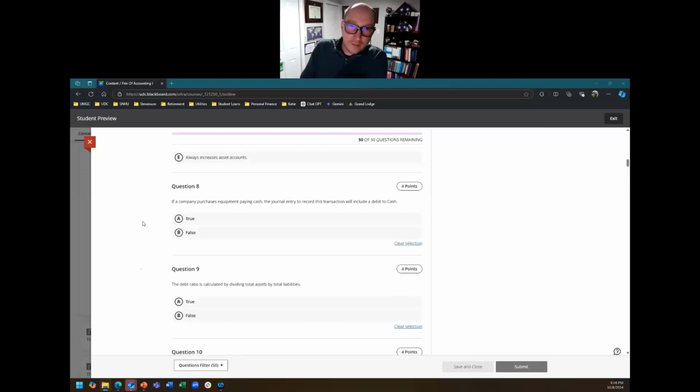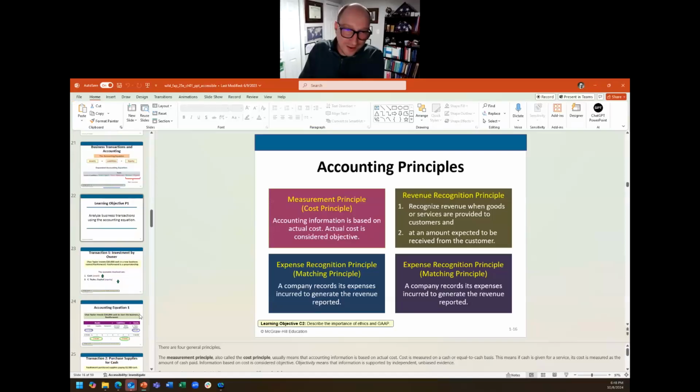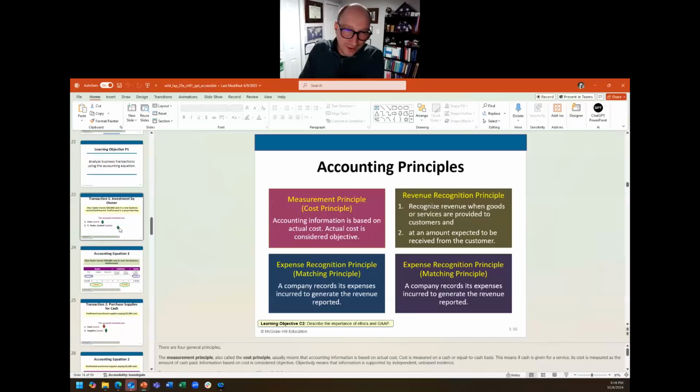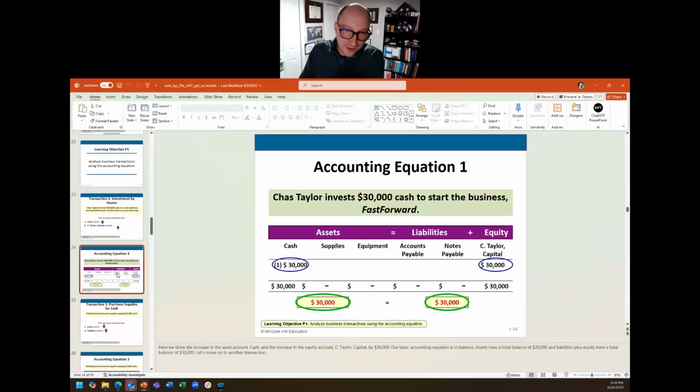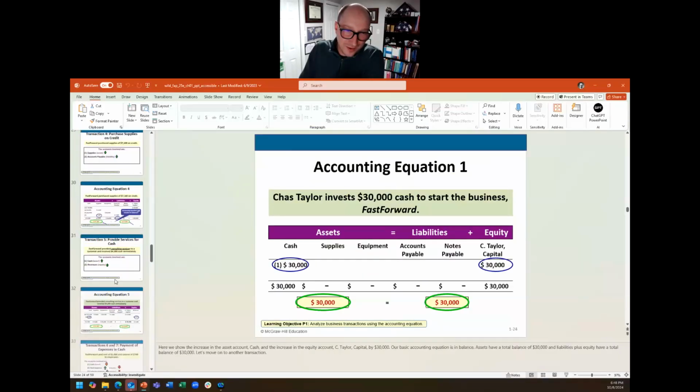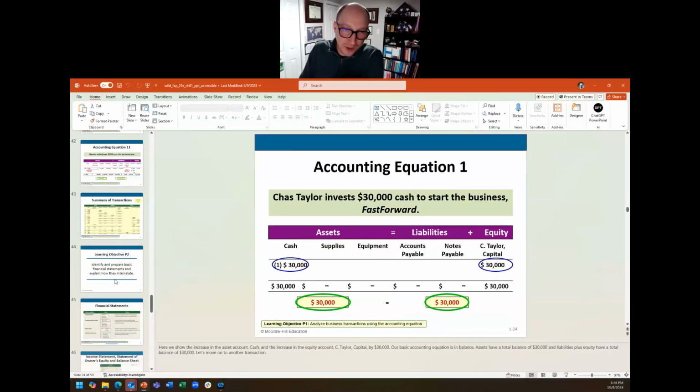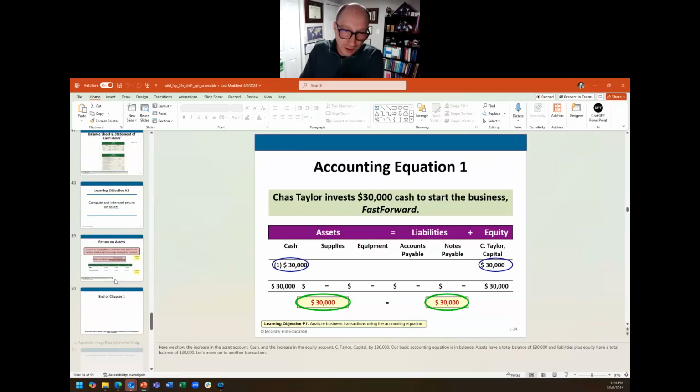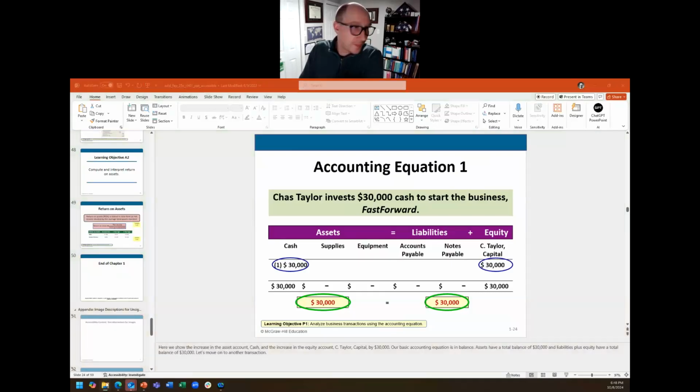Question 8. If a company purchases equipment using cash, the journal entry to record the transaction will include a debit to cash. No. Okay, you got to know the effect on the accounting equation here. So remember what happens with cash, right? You could look at both chapter 1 or 2. I would look at chapter 2 for this one.